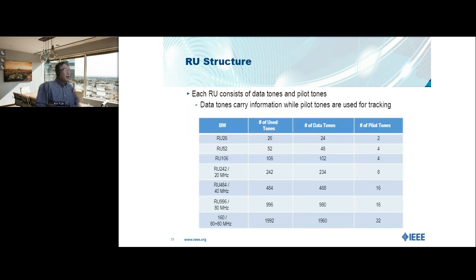So what does each RU look like? We talk about an RU as basically just a bunch of continuous tones after FFT. Each RU consists of two parts of tones. One is the data tones, the other is pilot tones. Data tones mainly carry information, while pilot tones are used for tracking purposes, for phase tracking and this kind of thing. So here I list all the different bandwidths, RU26, 52, 106, and so on, and tell you the RU size, the number of data tones there, and the number of pilot tones there.